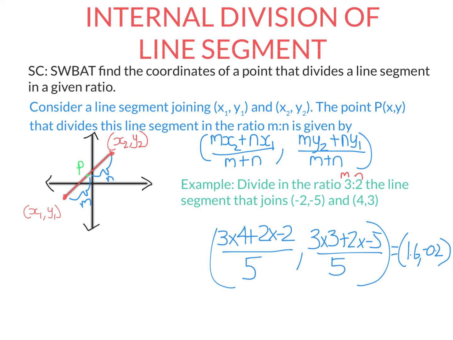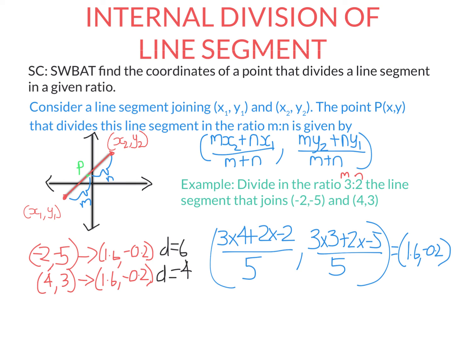Note the x and y coordinates do not need to be whole numbers. So let's check our answer. If we use the distance formula to calculate the distance from this point to this point, I get a distance of 6. If we use the distance formula to calculate the distance from this point to this point, I get a distance of 4.